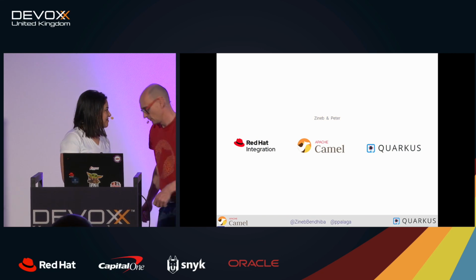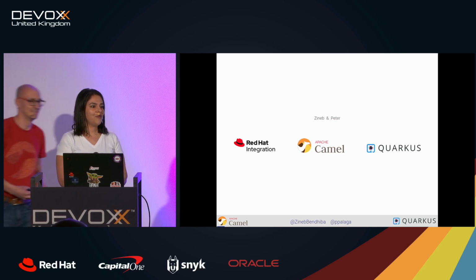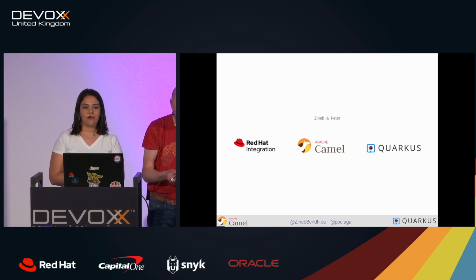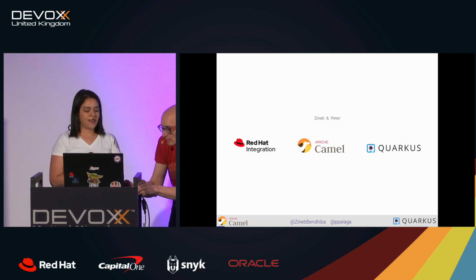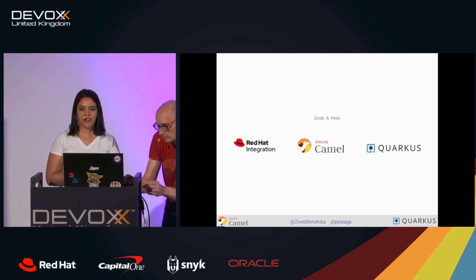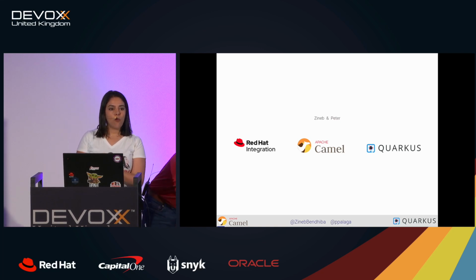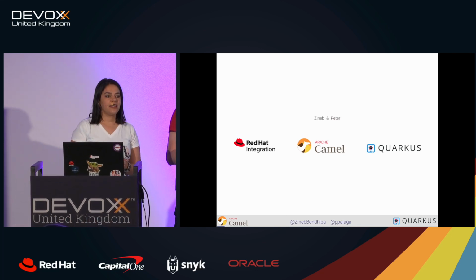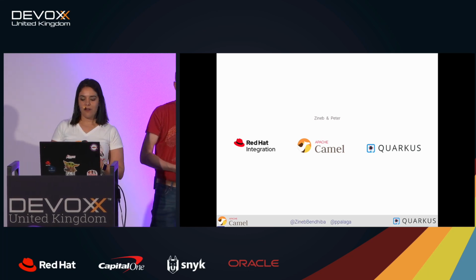So, I am Zineb, and he is Peter. We are both working at Red Hat within the teams that work on projects around integration. And both of us work on an open source project called Apache Camel. More precisely, what we do in our daily job is develop and maintain Camel extensions for Quarkus.